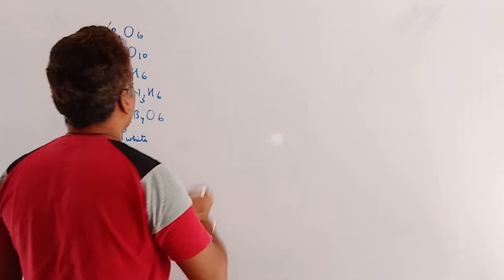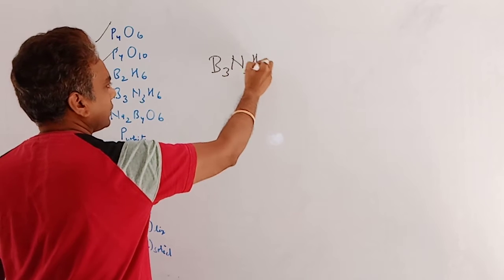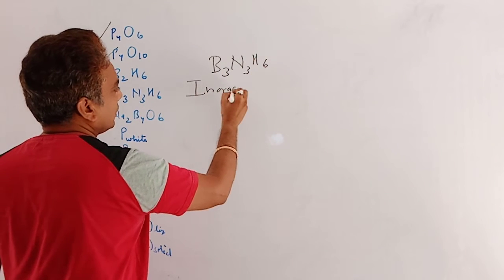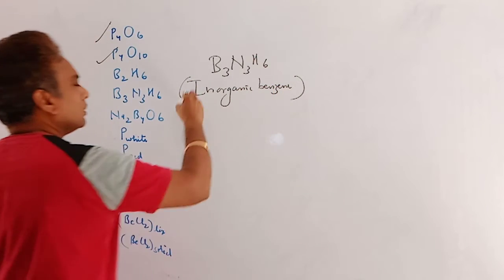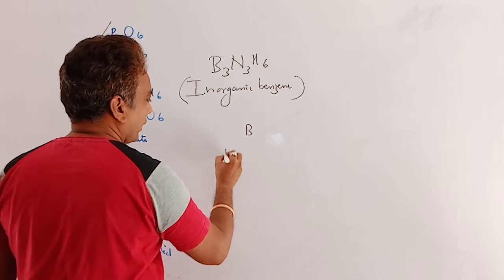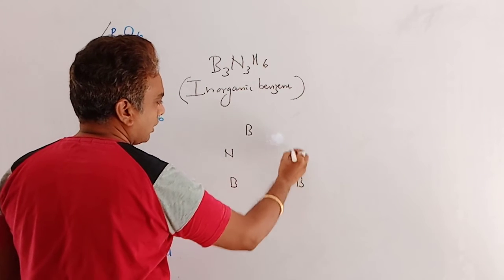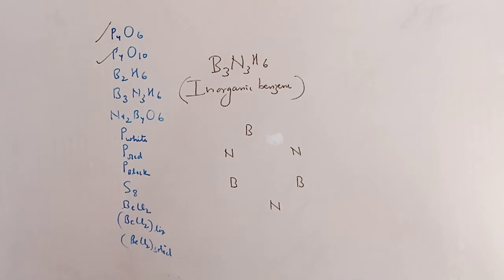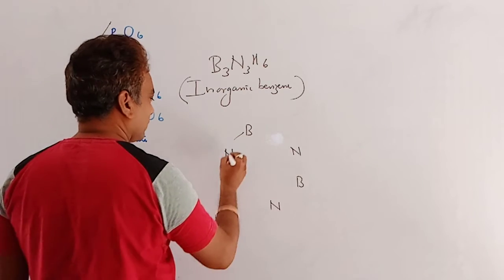Now B3N3H6. This is borazine, B3N3H6, which is also known as inorganic benzene. So what is the dot structure of inorganic benzene? Here is B, N, B, N, B, N. Alternately, boron and nitrogen are associated at the corner of the hexagon like this.